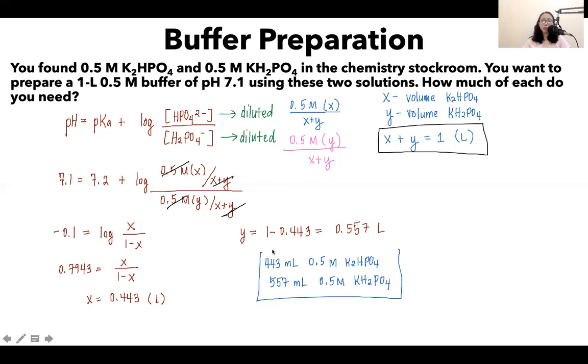So mix the two, check the pH with the pH meter, and again, if it's a bit different from our target pH of 7.1, we adjust it using hydrochloric acid or sodium hydroxide.